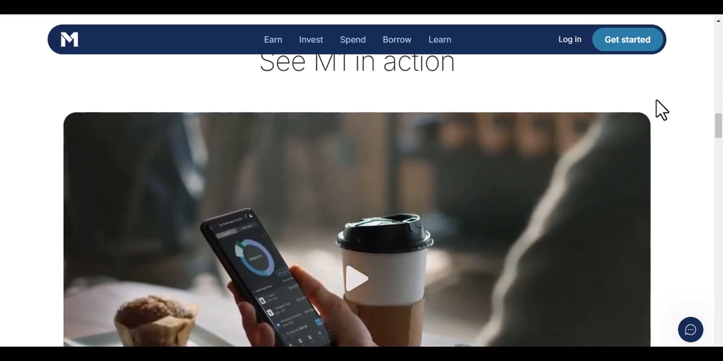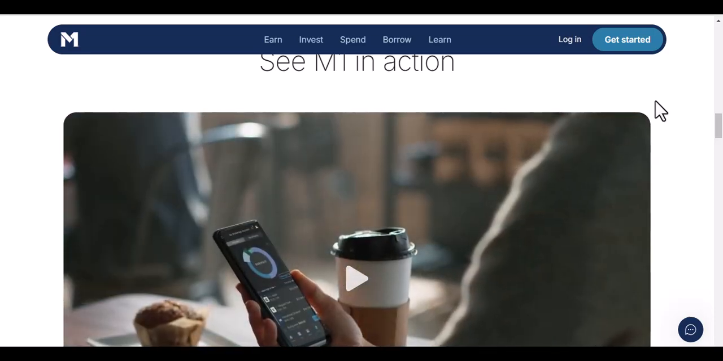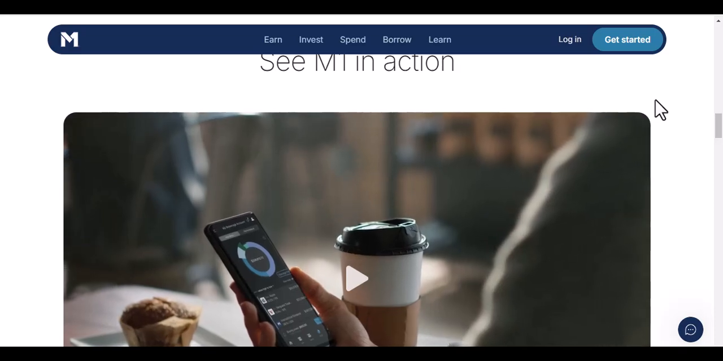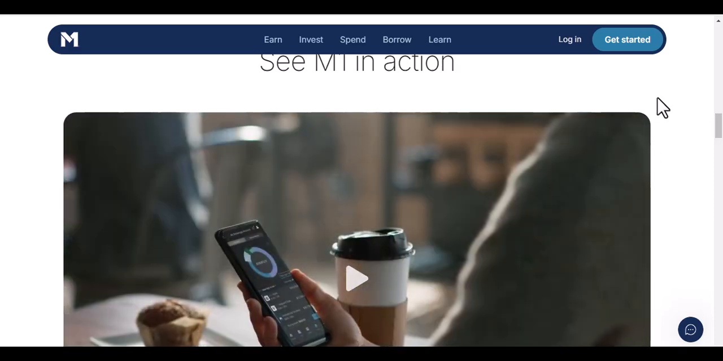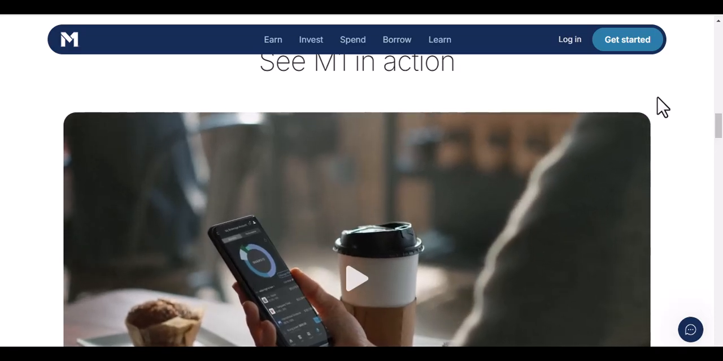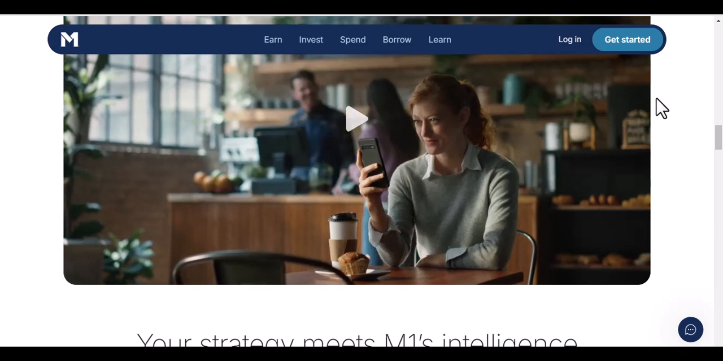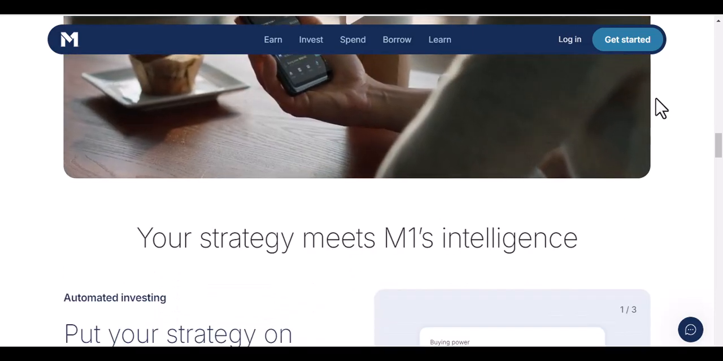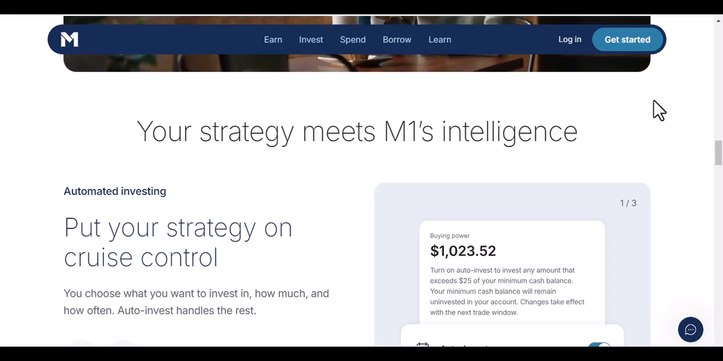Why the focus on U.S. tax identification? Well, M1 Finance, like all financial institutions in the U.S., is subject to strict regulations by bodies like the Securities and Exchange Commission, SEC, and the Financial Industry Regulatory Authority, FINRA. These regulations require them to verify the identity and tax status of their clients.